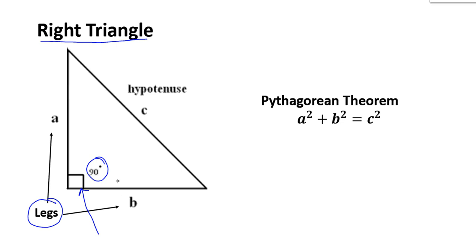It doesn't matter which one you call A and which one you call B, as long as you remember that those are the legs. And then this guy over here is called the hypotenuse. He's always the longest side, and we always call him C. So A and B, it doesn't matter which side you call A and B. All that matters is that the hypotenuse, the longest side, is called C.